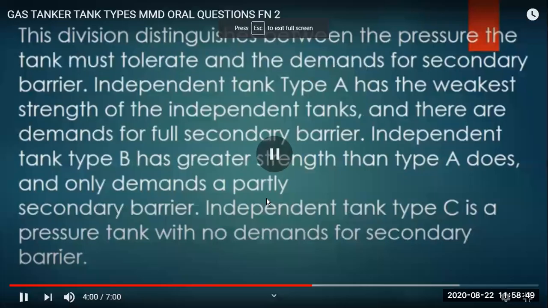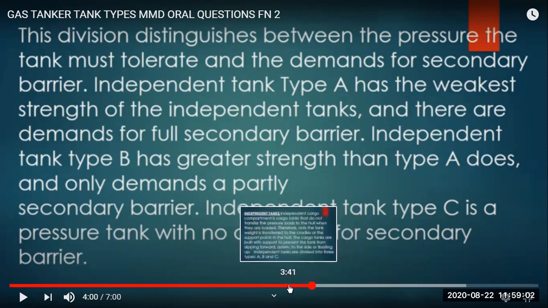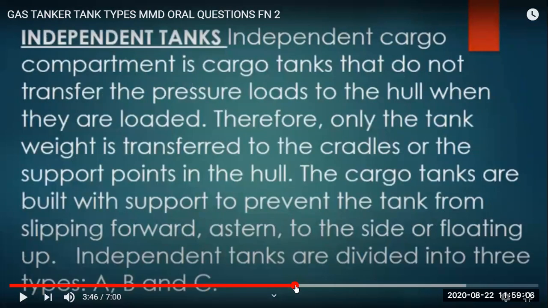The division distinguishes between the pressure the tank must tolerate and the demands for a secondary barrier. Independent tank type A has the weakest strength. So we have different types of tanks: type A, type B, and type C. Type A has the weakest strength, type B more, and type C has the greatest strength.